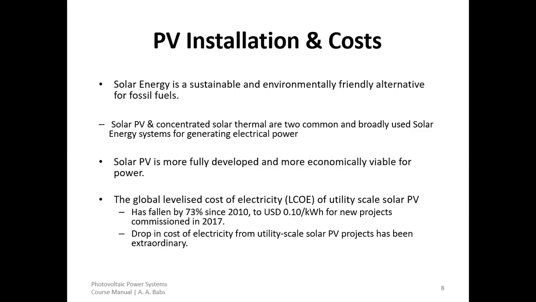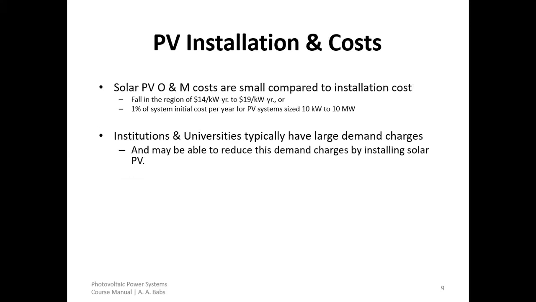Let's take it a step further. So solar PV O&M. O&M represents operations and maintenance, okay? So solar PV operations and maintenance costs are small compared to their installation cost. Now, this will also depend on the types of solar PV we are talking about. But in any case, whatever the solar PV is, the cost of operation and maintenance is way below the cost of installation.